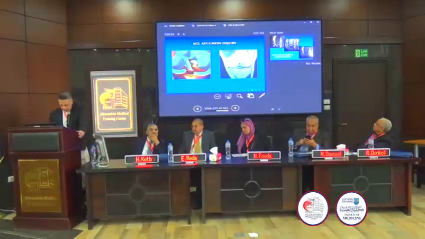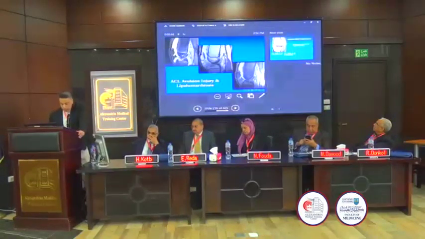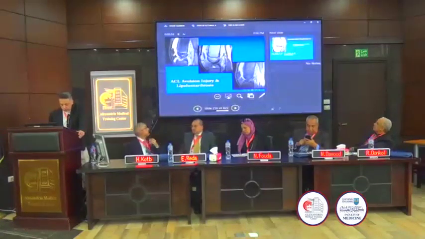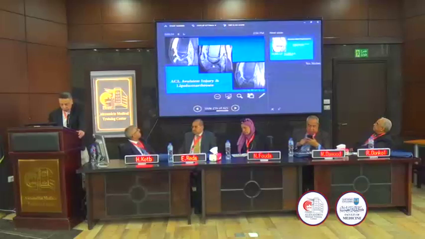This is a case of ACL avulsion of the anterior tibial spine at the attachment of the anterior cruciate ligament. ACL injury may be associated with lipohemarthrosis. We can see here a fat-blood level, which is lipohemarthrosis, associated with avulsion fracture of the anterior tibial spine with avulsing ACL.